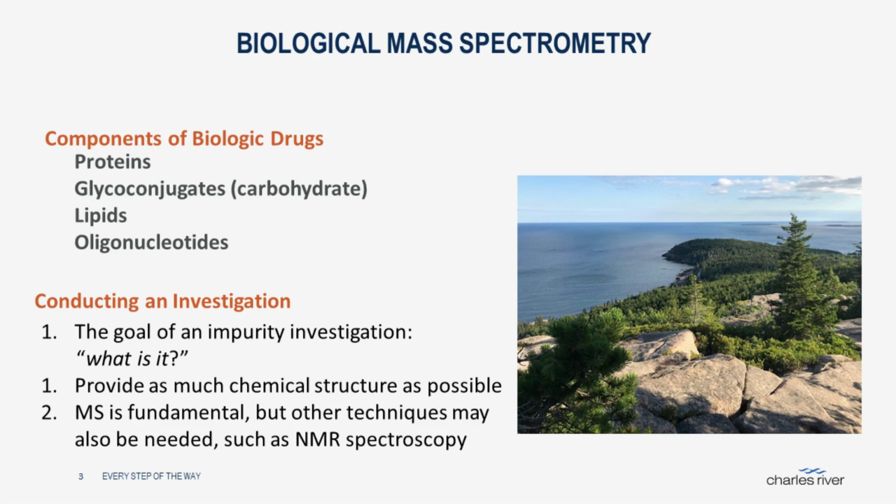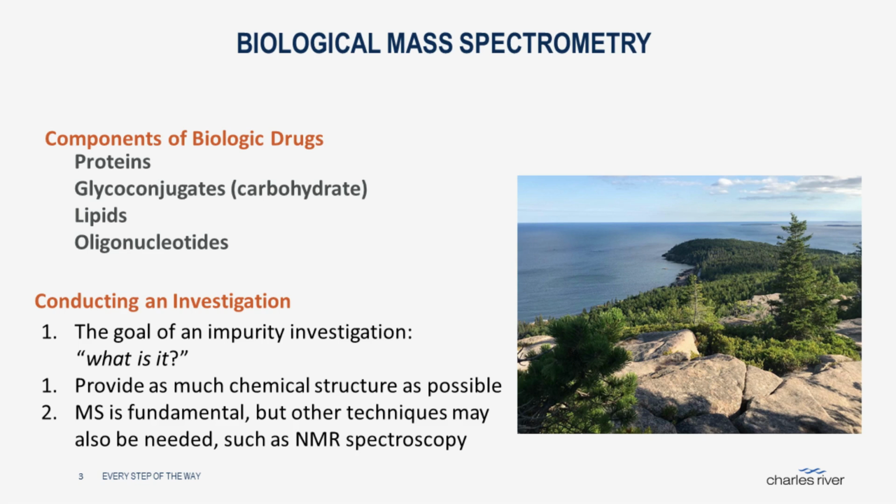So conducting an investigation. The goal here is essentially to answer the question, what is it? You have an analysis, you expect to see certain peaks, for example, and then suddenly you have something new that appears. You need to be able to figure out what that is in order to control it. So really what we're talking about here is trying to provide as much information about the chemical structure of that impurity as you possibly can.